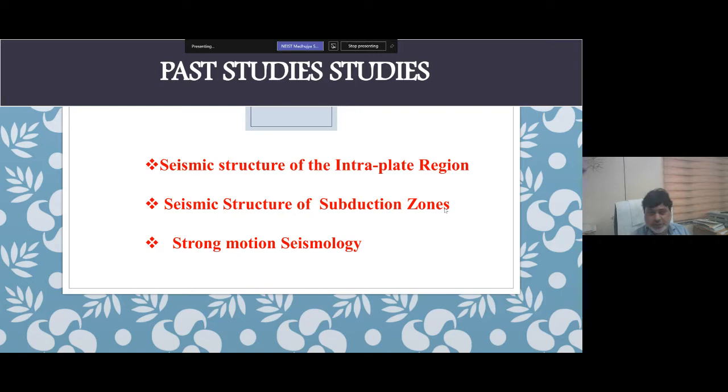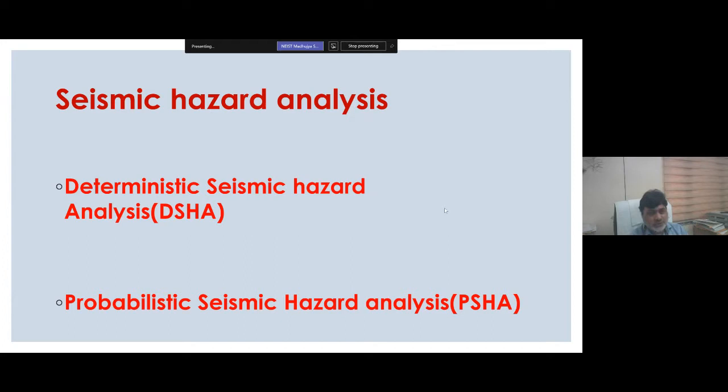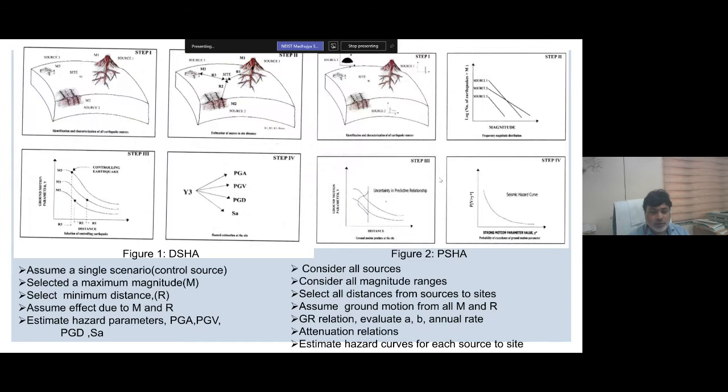Seismic hazard analysis actually requires deterministic seismic hazard analysis, DSHA, and probabilistic seismic hazard analysis, PSHA. India has developed the latest probabilistic seismic hazard analysis of 2002 by the Bureau of Indian Standards, and some researchers have also tried to do deterministic seismic hazard analysis.